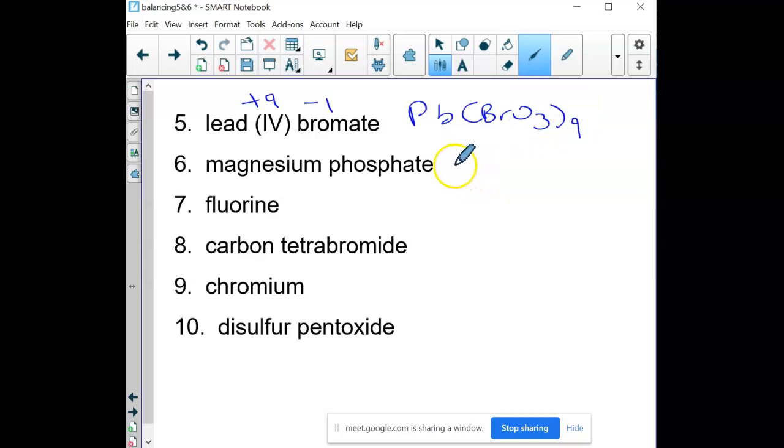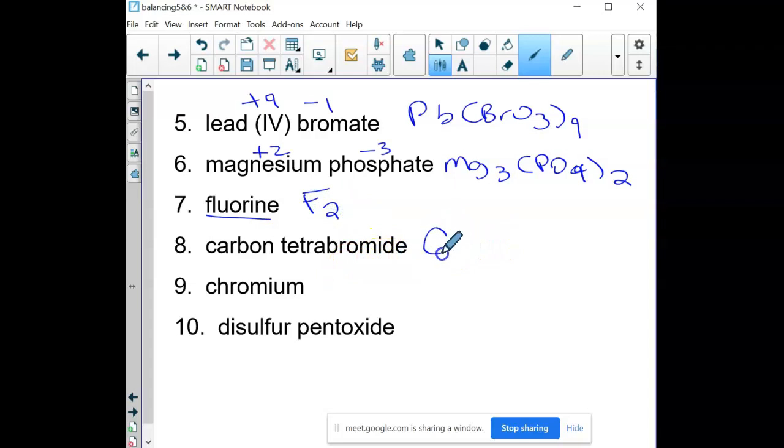Okay, and then the next one is going to be Mg is a +2, phosphate's a -3. So Mg3(PO4)2. Fluorine is by itself, so I have to think about Brinkelhoff, yes or no, and that would be a yes. So it's not F, it has to be F2.